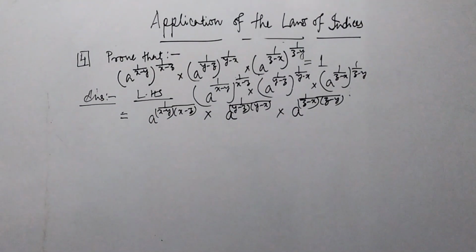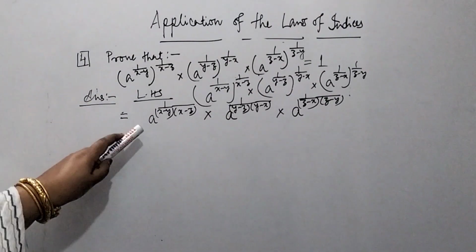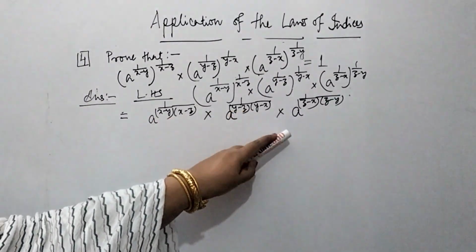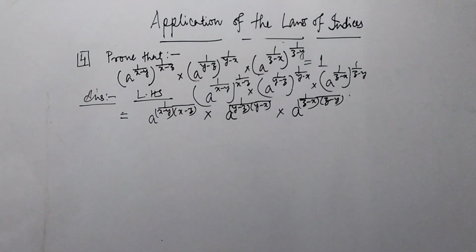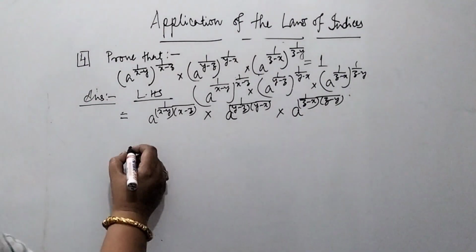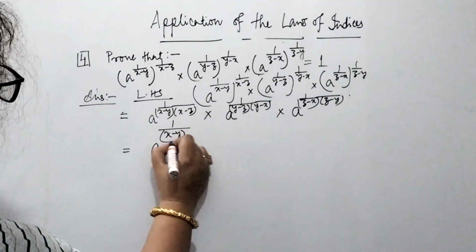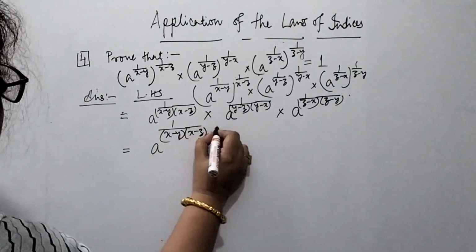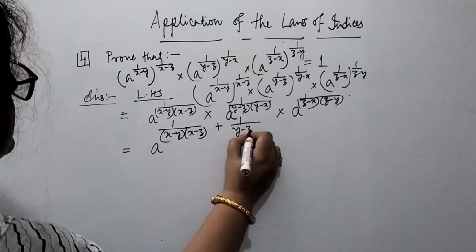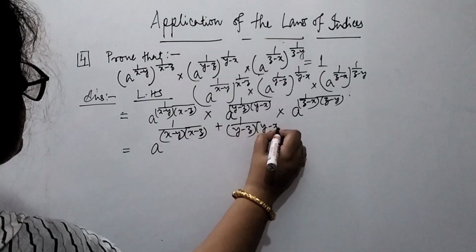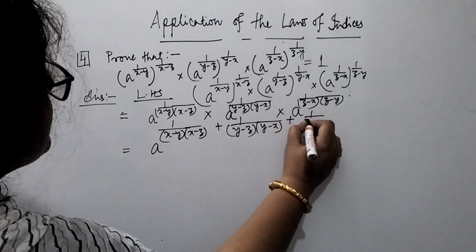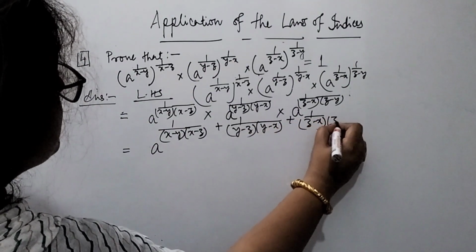Expression is obtained. Now just see the entire expression. You will find the structure a to the power m into a to the power n into a to the power p, right? So using the laws of indices, we can write it as a to the power m plus n plus p, as we all know this. So here we get a to the power 1 by (x minus y)(x minus z) plus 1 by (y minus z)(y minus x) plus 1 by (z minus x)(z minus y).